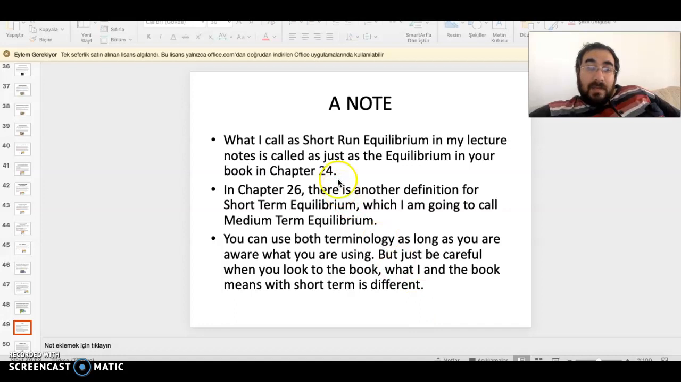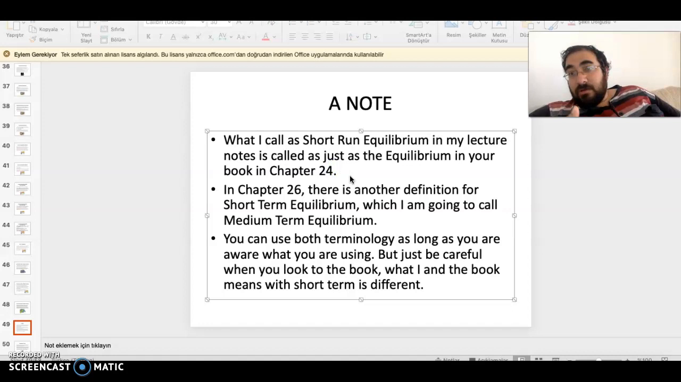Before I move on, I would want to mention something. In this chapter, we will see an equilibrium, just like we have seen different equilibriums in the previous parts of the course, especially in macroeconomics, but also in the Phillips curve, where you see a potential point which can be thought of as an equilibrium. But here we will see an equilibrium we will name much more strongly as an equilibrium. I will call it short-run equilibrium. This is called equilibrium in your book chapter 24.